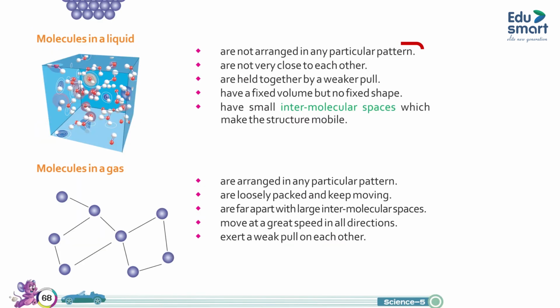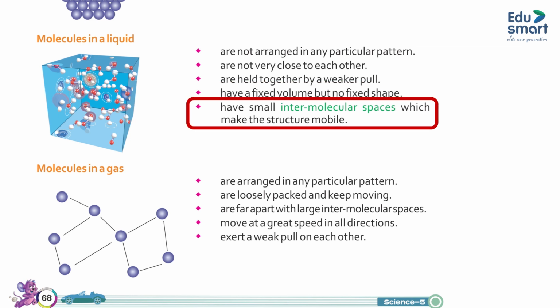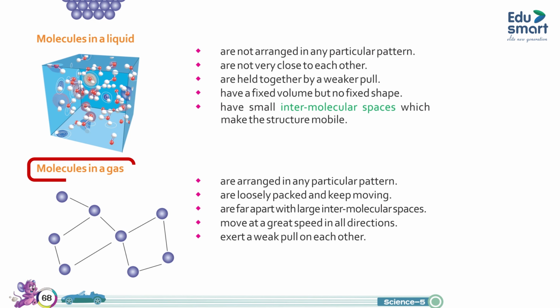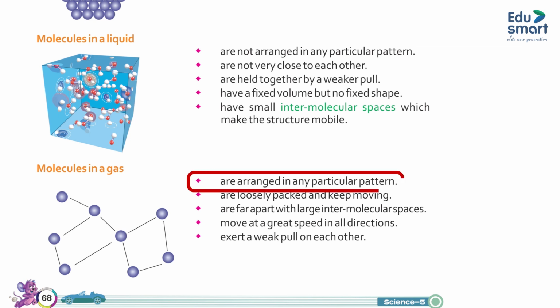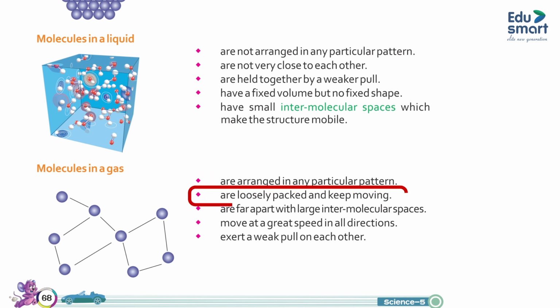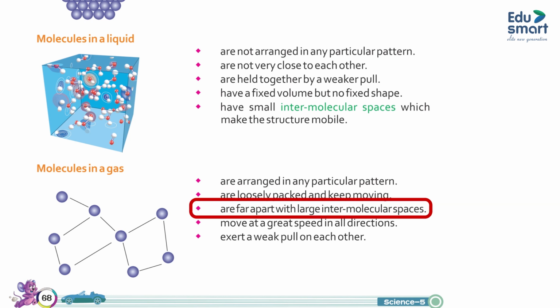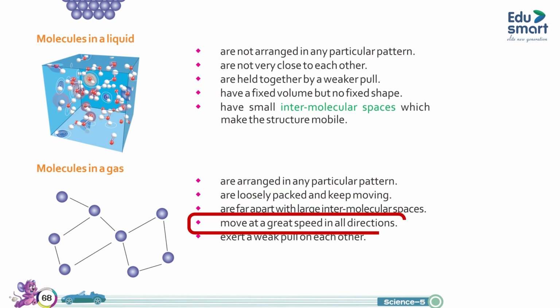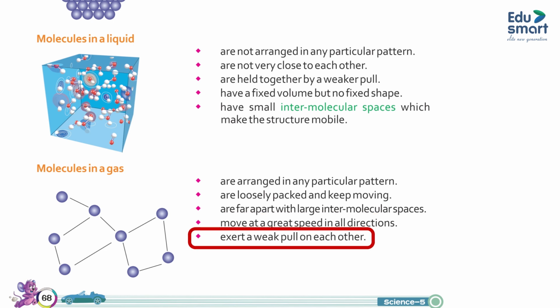Molecules in a liquid are not arranged in any particular pattern, are not very close to each other, are held together by a weaker pull, have a fixed volume but no fixed shape, and have small intermolecular spaces which make the structure mobile. Molecules in a gas are not arranged in any particular pattern, are loosely packed and keep moving, are far apart with large intermolecular spaces, move at a great speed in all directions, and exert a weak pull on each other.